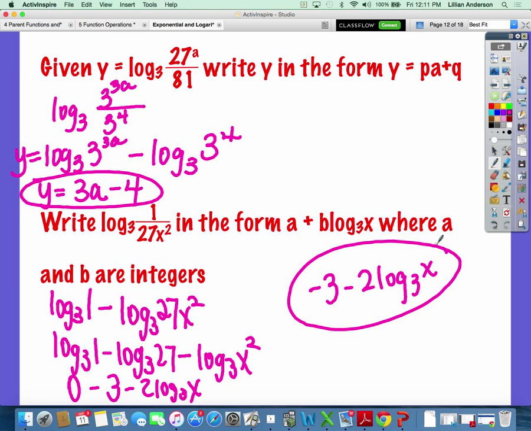So using your expanding and then being able to get in the forms that they want you to write. Okay? Questions?